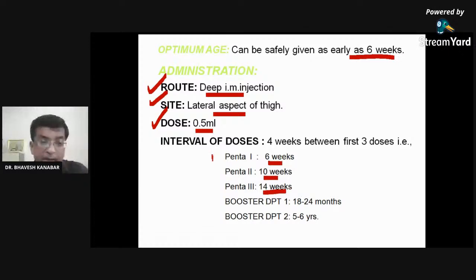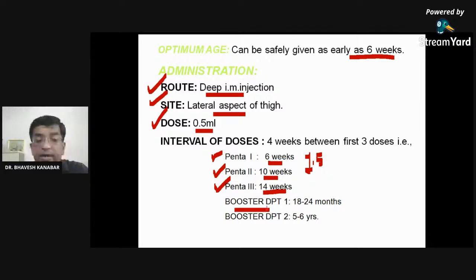The first dose of Penta is called Penta 1. The second dose of Penta is Penta 2. The third dose of Penta is Penta 3. At 6 weeks of age, then 10 weeks after birth, and so on. 6 weeks means 1.5 months, then 2.5 months, then 3.5 months, right? Remember this dose schedule, right?